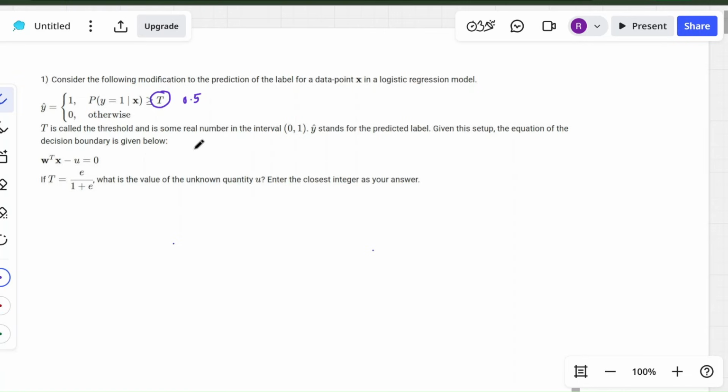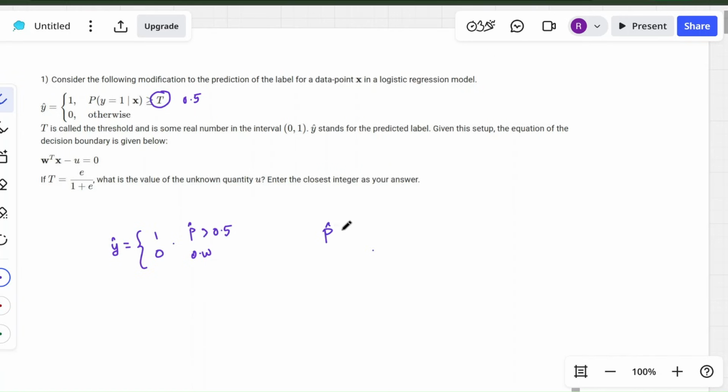And then what happens to the decision boundary? So what happens in general? In general we have this y hat equal to 1 or 0. It is 1 if this probability p hat is bigger than 0.5, and otherwise we have 0. In this situation, the decision boundary will be W transpose X equal to 0. Why is that the case?